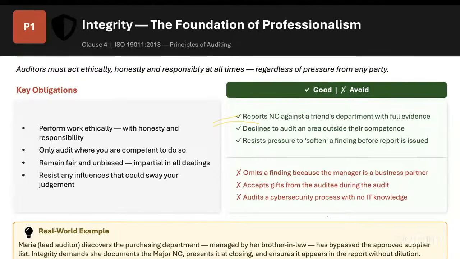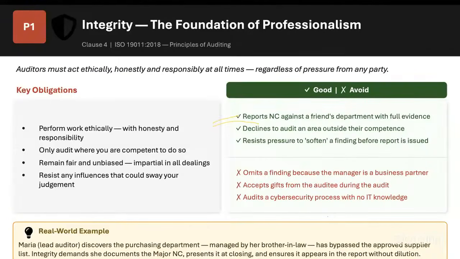Some of the key obligations of an auditor that exhibit the principle of integrity: you need to perform your work ethically, with honesty and responsibility. You only audit where you are competent to do so. Don't forget, earlier today, we mentioned technical expertise. You don't want to show yourself as the King Kong: "Oh, I can do all things." Yes, Christians will say, I can do all things through Christ who strengthens me. Fine, that's fantastic. The Muslims will say, God shows you the way. Yeah, God can show you the way, right?